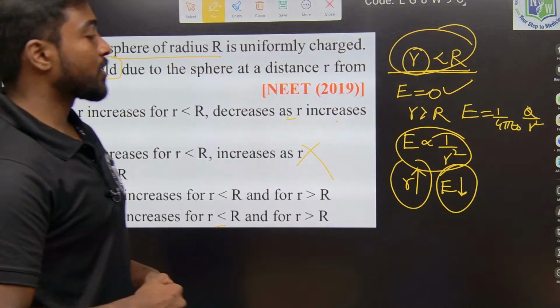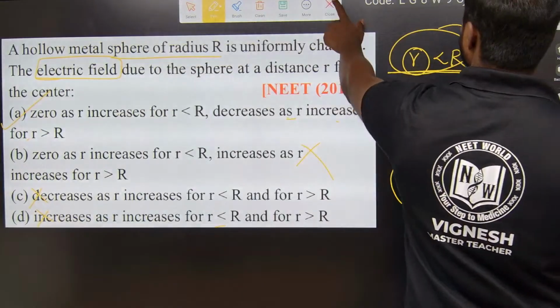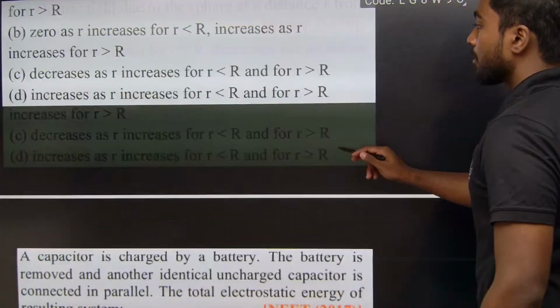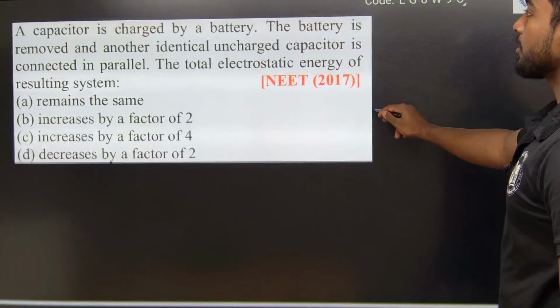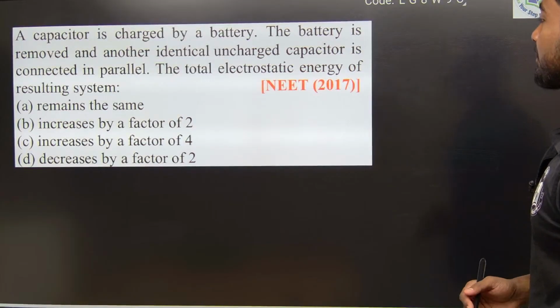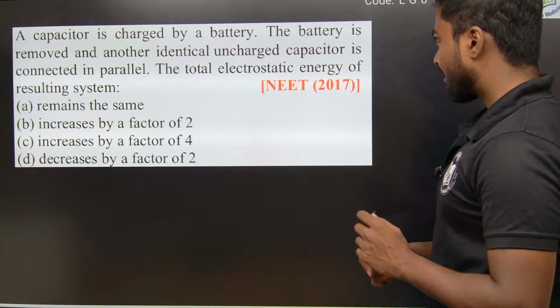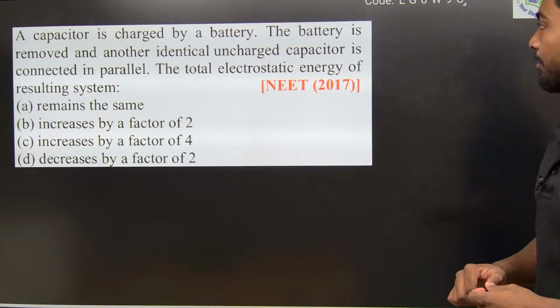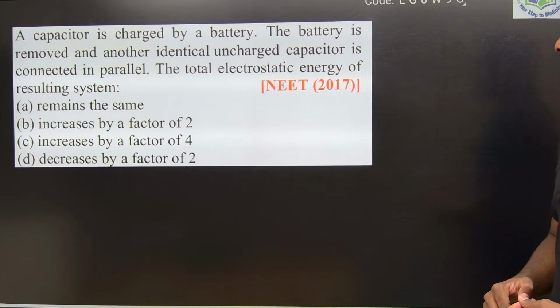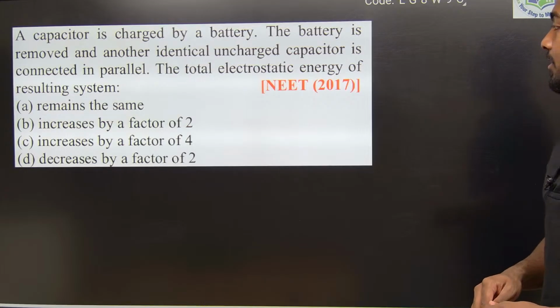We'll go for the next question. A capacitor is charged by a battery. The battery is removed and another identical uncharged capacitor is connected in parallel. The total electrostatic energy of the resulting system.